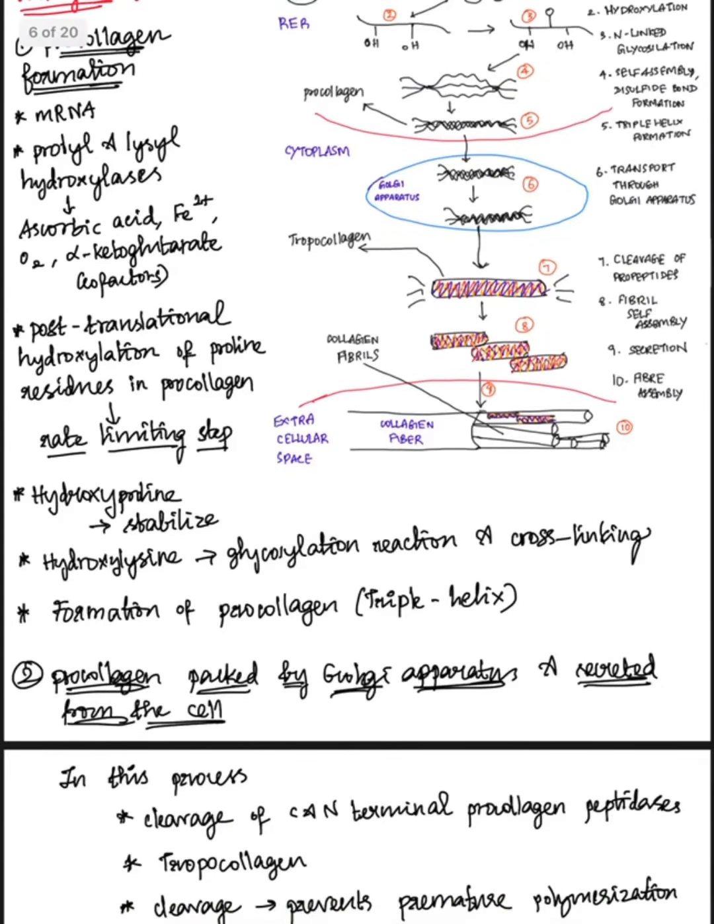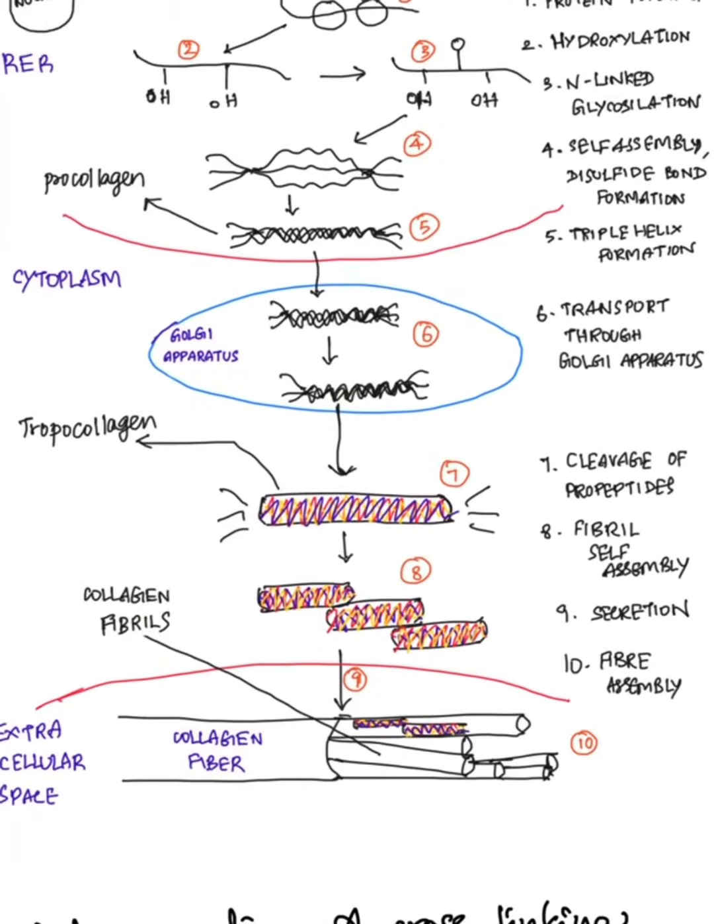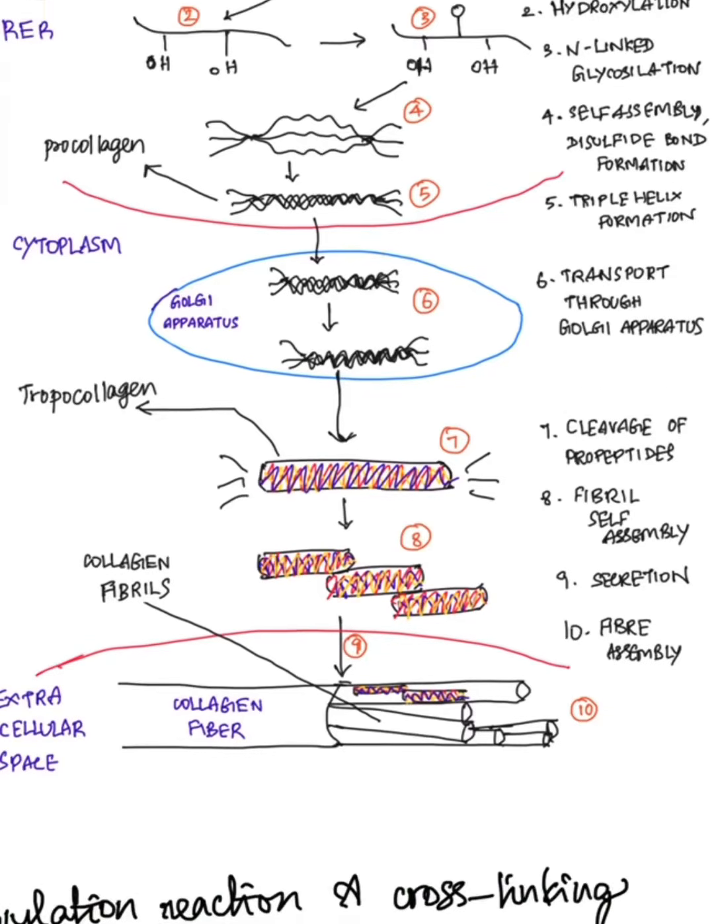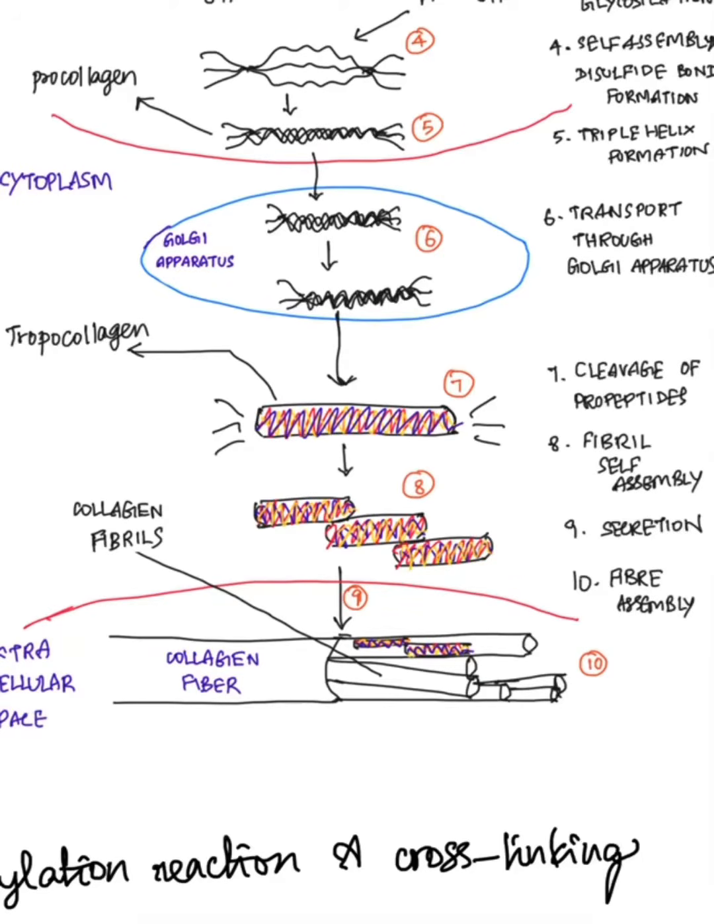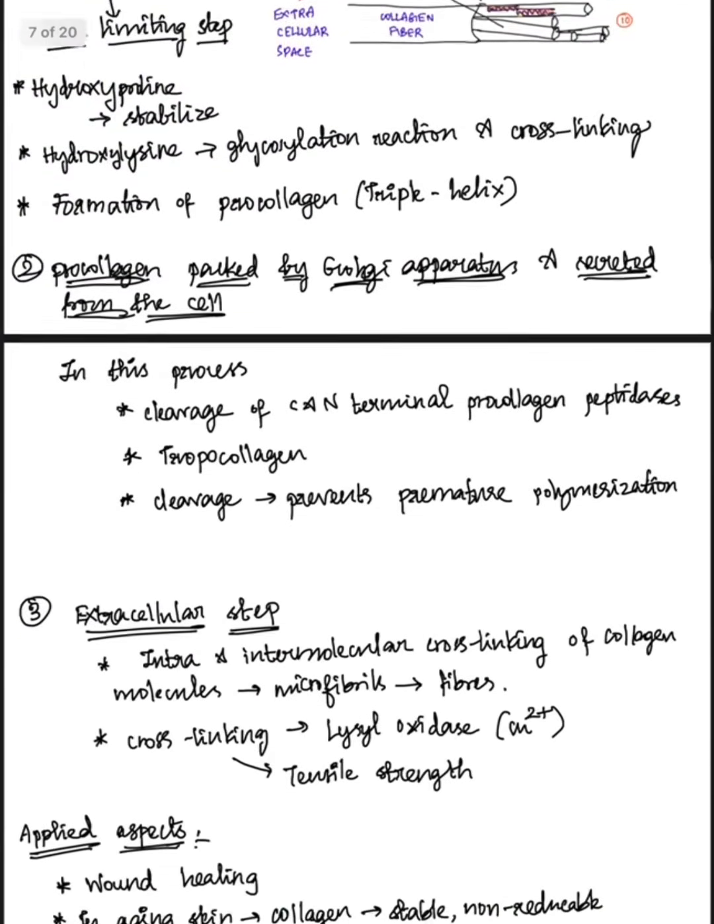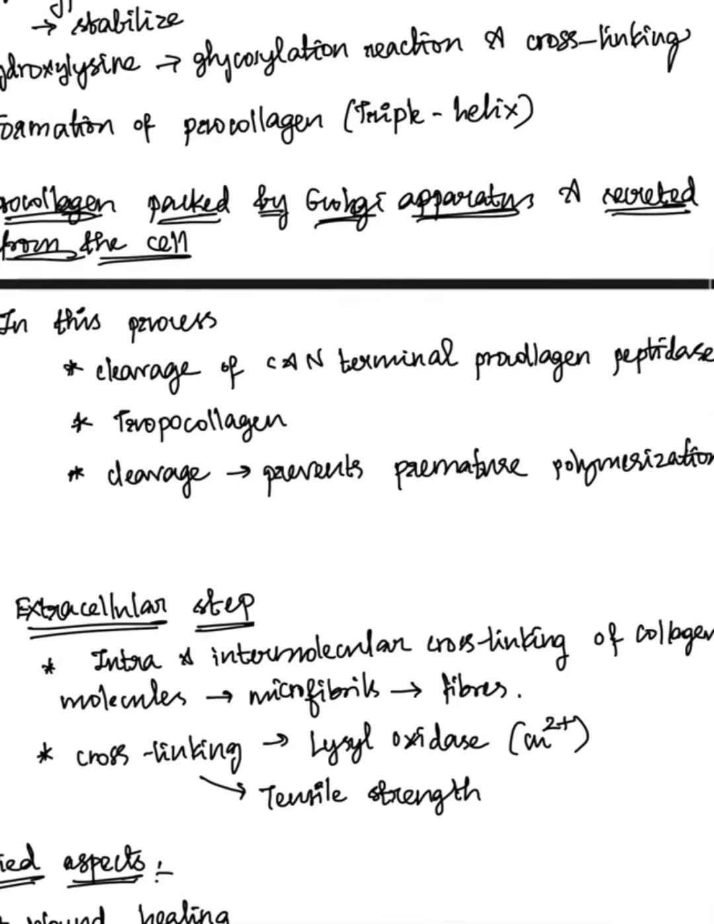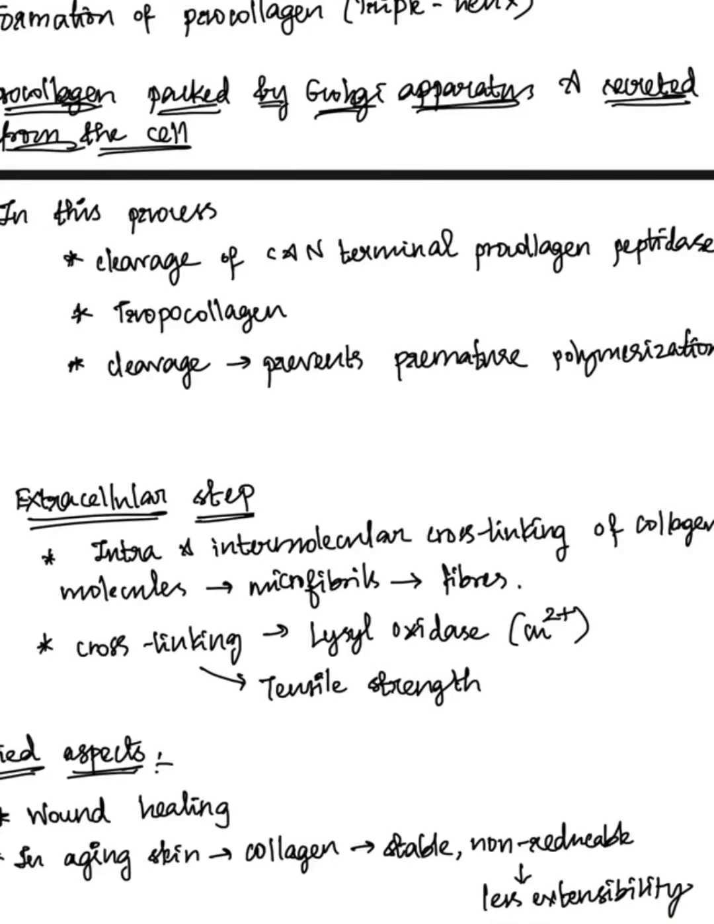So the next step is the transfer of procollagen by the Golgi apparatus. What happens is the procollagen, the triple helix structure, is packaged inside the Golgi apparatus and transported through the cell. So next step, there is cleavage of the N and C terminal peptidases. So why does this cleavage occur? To avoid premature polymerization. See. Next is the extracellular step.